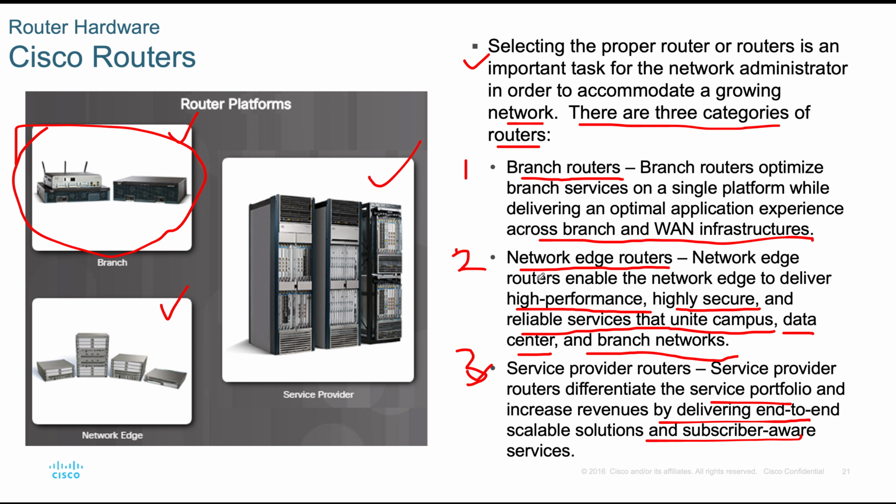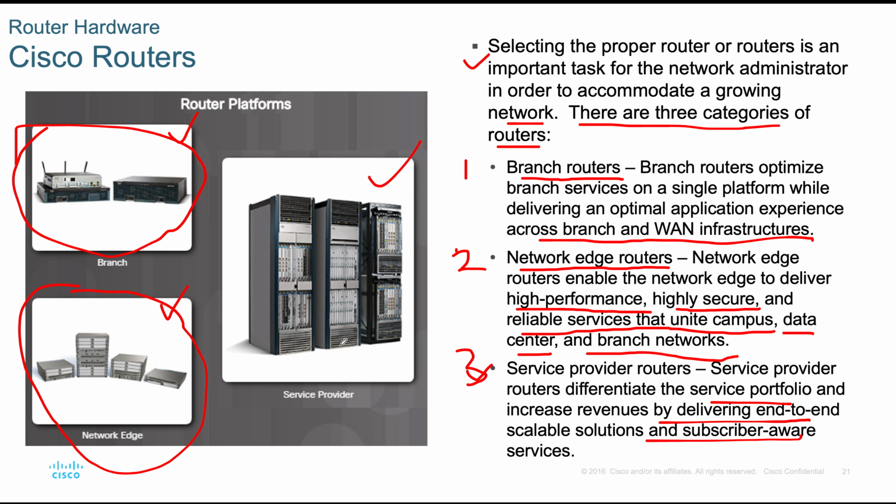Now the second one is the network edge routers. Network edge routers enable the network edge to deliver high performance, highly secured and reliable services that unite campuses, data centers, and branch network. So it unites the data centers and your branch network and your data and your campus. A good example is what is shown in this picture. Take a look at this picture. You see a good example of how the network edge router looks like.